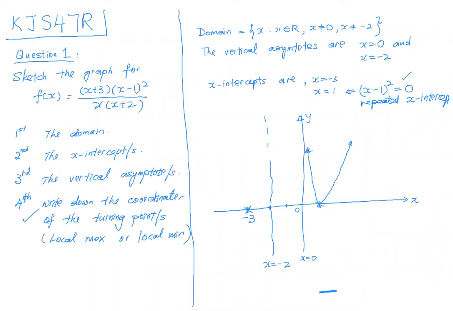Look at how I draw the sign diagram. I have 1 here, I have 0 here, I have -2 here, and I have -3 here. So your sign diagram is, this is a plus, this is also a plus.